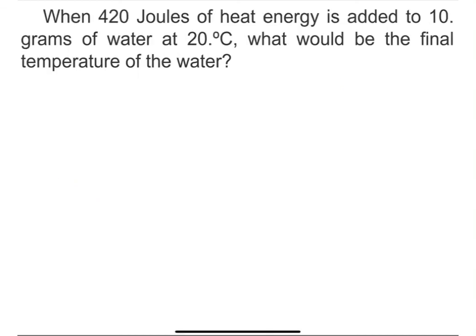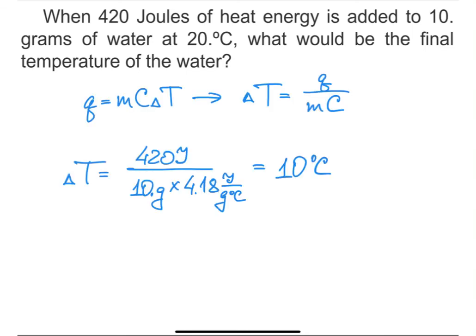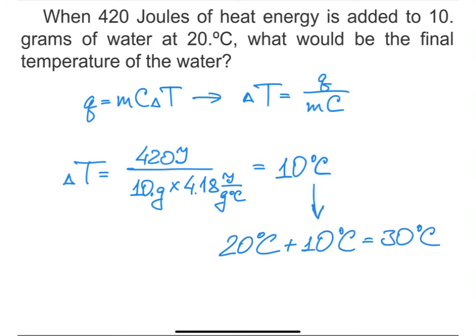Here is another problem that asks you to calculate the final temperature of the water sample. So please pause this video, solve this problem, and then compare your answer with mine. I expect a 10 degrees Celsius change in temperature from this transfer of energy. Since energy was transferred into the water, I expect the temperature to rise. The initial temperature was 20 degrees Celsius, so I'm adding 10 degrees Celsius to it. The final temperature of the water will be 30 degrees Celsius.